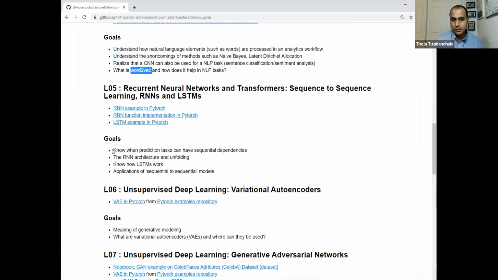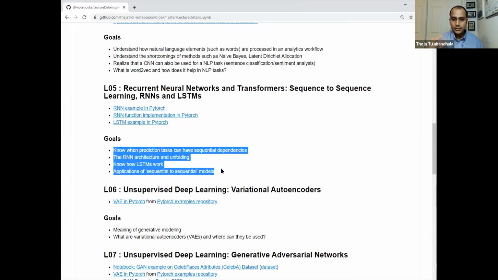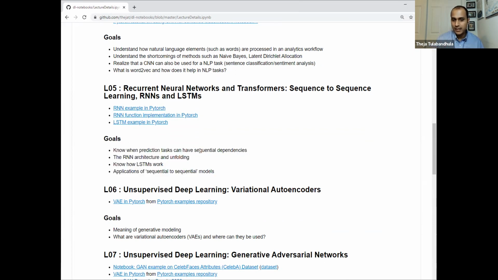And later on, the next set of goals are these 4, which are listed here. First one is to know that prediction tasks can have sequential dependencies, and some of you must have seen time series data. Some of you probably are also working on time series type of data for your project. So that's exactly a good example here. And then we'll see a neural network based solution for dealing with this sequential structure or temporal structure, for example. And that's the recurrent neural network architecture.